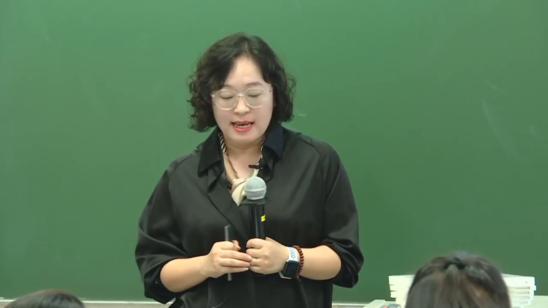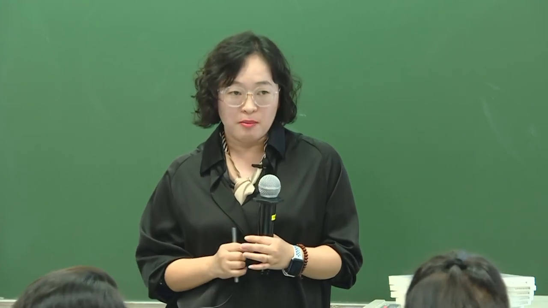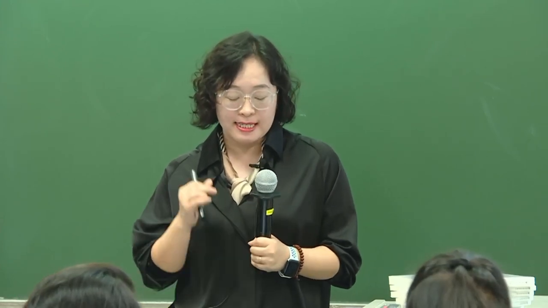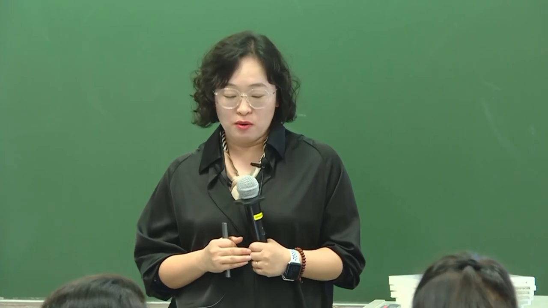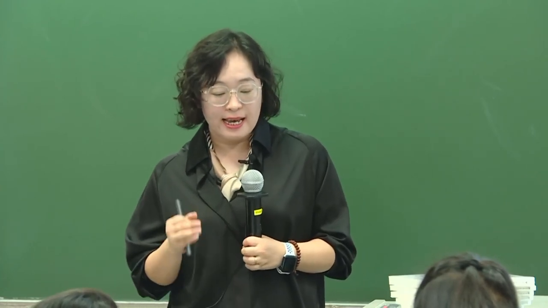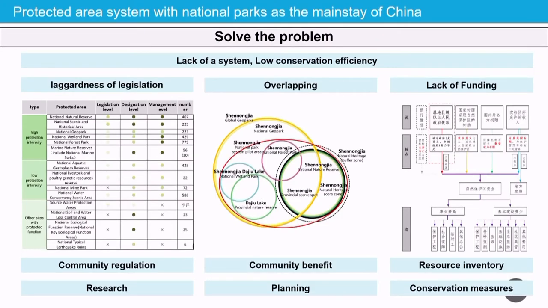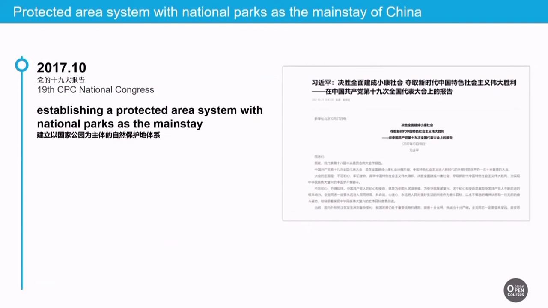The second, we have to solve the problems such as lack of system, low conservation efficiency, lagging of the legislation, overlapping of the boundaries, and so on. So national park is not enough for us. We have to establish the system of the protected areas. So how to establish the protected area system?